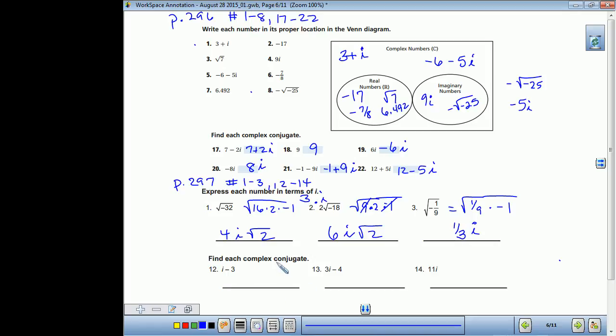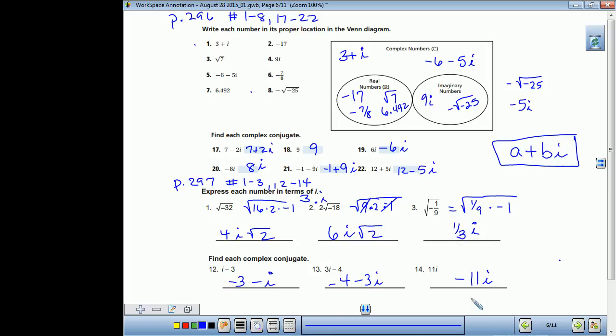Now this one, remember it's the imaginary part that we do the opposite of. So this is 1 minus 3i. Well, the real number part doesn't change, but the imaginary part changes to the opposite. Now, when we write our complex numbers, we should always write them in a plus bi form. So this form is actually incorrect here. This would be negative 4 minus 3i, and this would just be negative 11i.